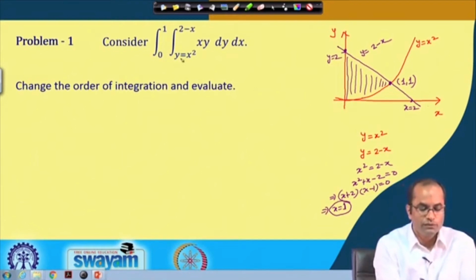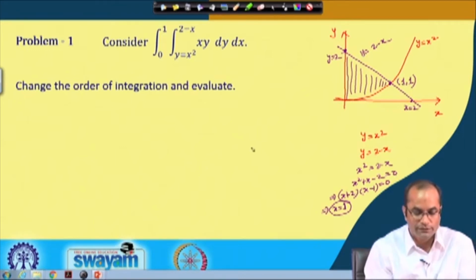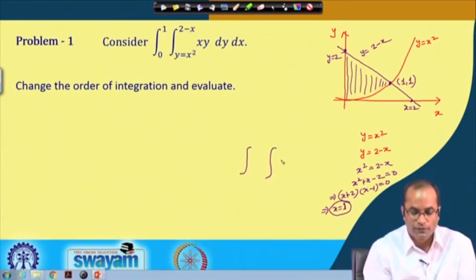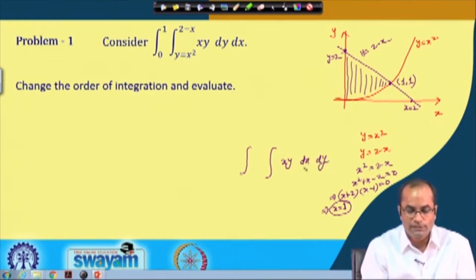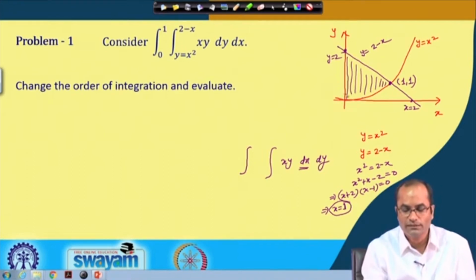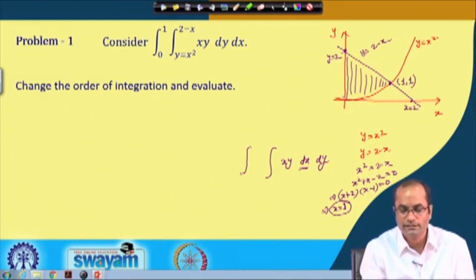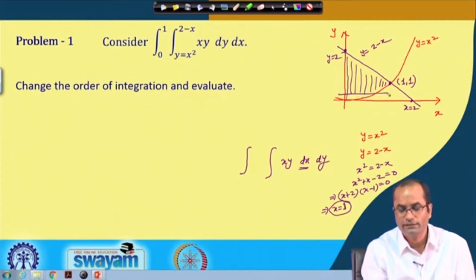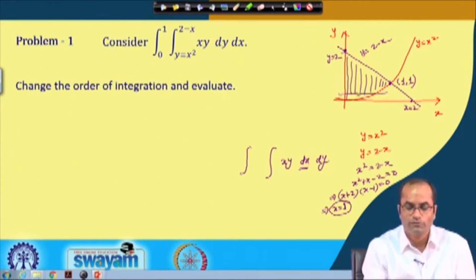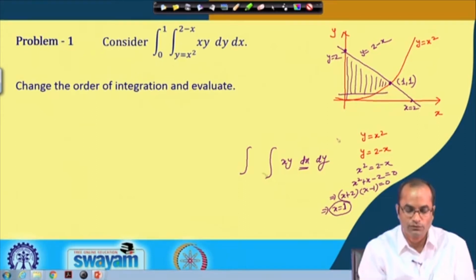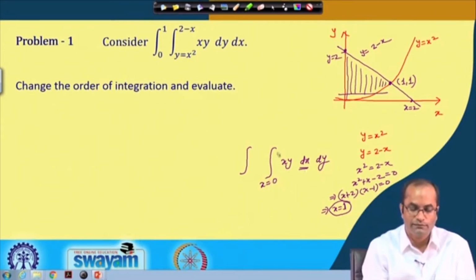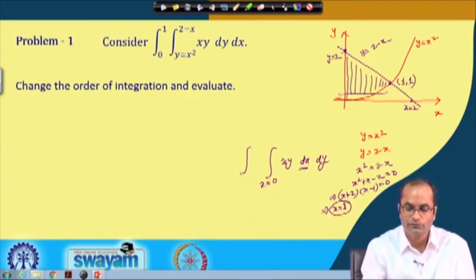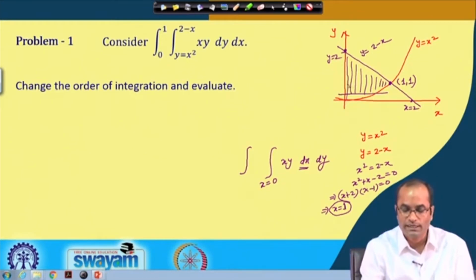So, this was 0 to 1, and now we want to have the order dx dy. So, first with respect to x. For x, we have to draw a line parallel to the x axis and see where it enters and leaves the domain. In this case it always enters through the line x is equal to 0. So, here we have x is equal to 0 as the lower limit.